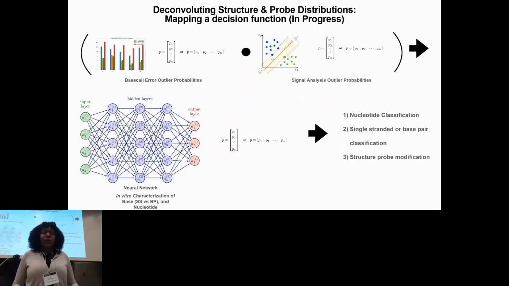Finally, we combine all of these generated probabilities into a decision function that is able to predict nucleotide, single or base pair, and whether it has been modified, for better understanding of both the structure and accessibility of novel RNA sequences. So here we're just mapping our decision function where we take all the probabilities that we generated in the previous step for base calling and for signal analysis, and then we combine this with our trained method and we produce probabilities there, and we map it into a decision function which is currently in progress. So we're in the last phase of mapping the decision function for the maximum accuracy.